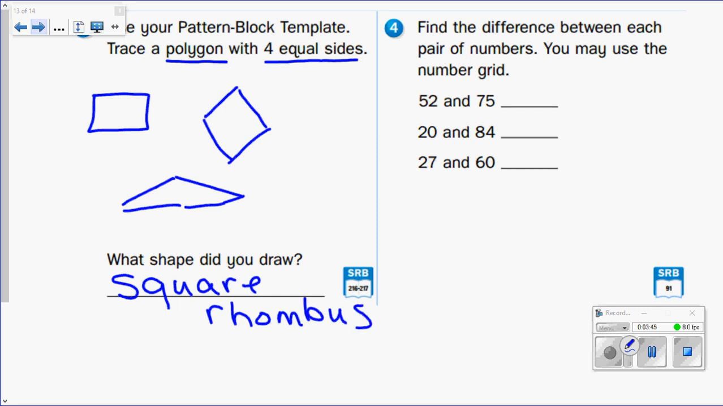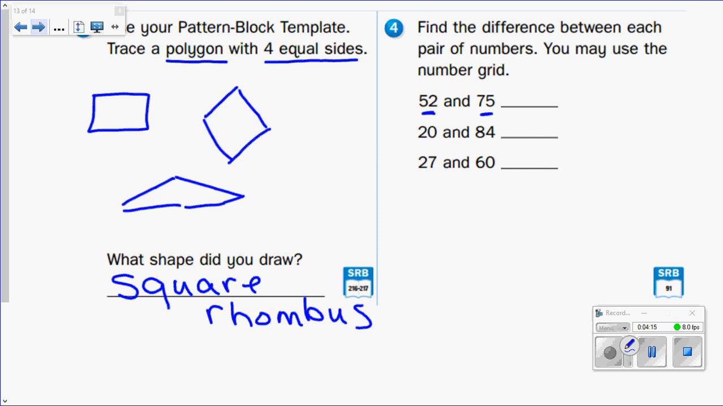All right, number 4, you're to find the difference between each pair of numbers, and if you need to use your number grid, remember it's on the front cover of your book. All right, and we want to find the difference. And the difference means the distance between our two numbers. So the distance between 52 and 75. If you want to pause right now and go ahead and figure that out, and when you're ready, come back. Okay, I would do all 3 of them.